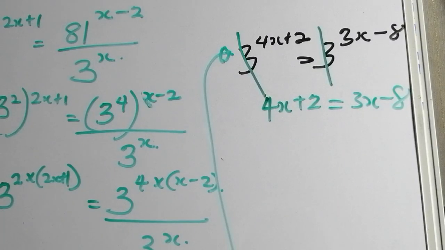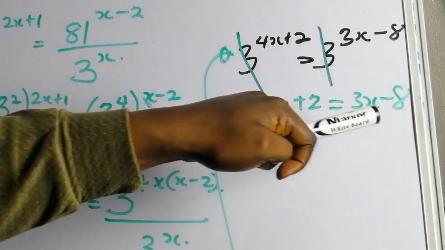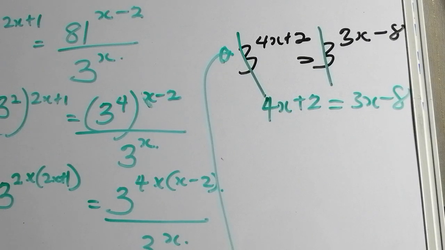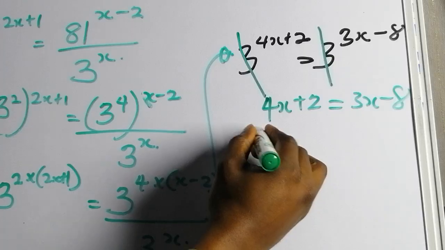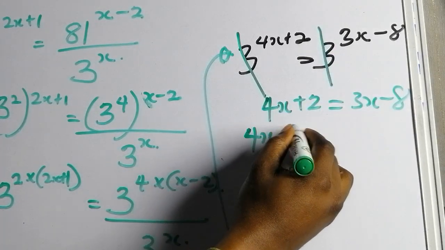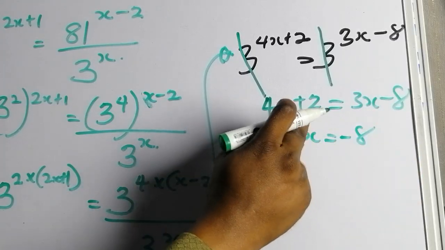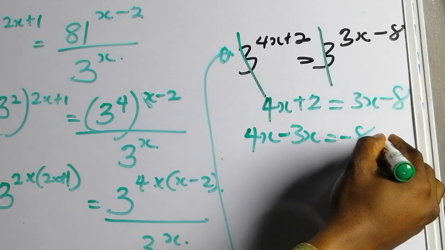Simple as that. So what do we do here? Bring all x together, then bring all non-x together. And don't forget, I said if positive is crossing the equal sign to the other side, it will change to negative. If negative is crossing the equal sign to the other side, it will change to positive. But in this case, it is positive. So 3x is crossing the equal sign and it's positive, it will change to negative 3x. Then you have your minus 8 here, plus 2 is crossing the equal sign, it will change to minus 2.